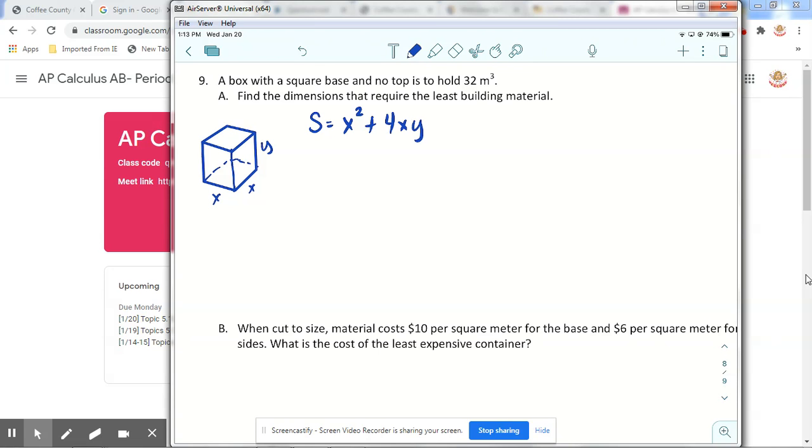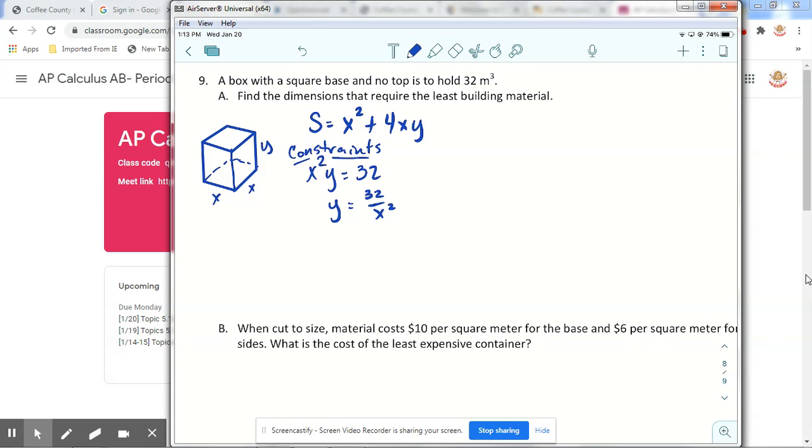And then our constraints have to do with how much volume the box is supposed to hold. So we want this box to hold 32 cubic meters. So the volume is the length times width times height, which is x times x times y, or x squared y, needs to be 32. Okay. And then I'm going to just go ahead and solve that for y, because if we solve for x, we'd have to do a square root, and that would just be more difficult than what I want to deal with.